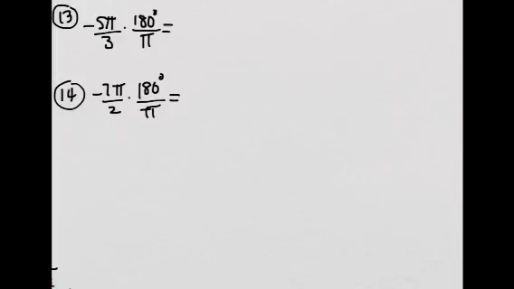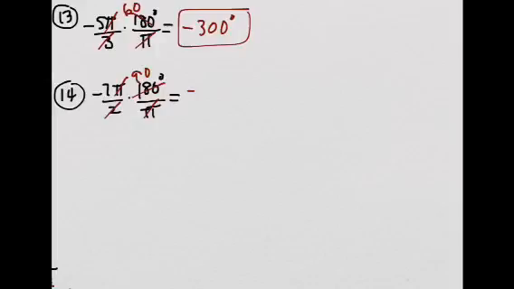So number 13, we're going to reduce by pi first. 3 goes into 180 60 times, so I can reduce by 60. So 60 times negative 5 is negative 300. Okay, number 14, I'm going to reduce by pi first. 2 goes into 180 90 times. 90 times negative 7 is negative 630 degrees.